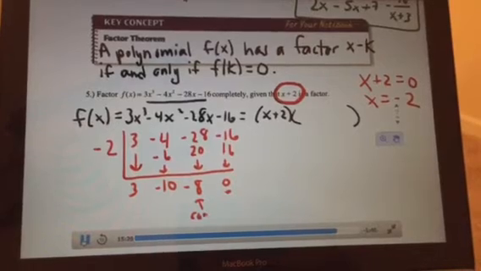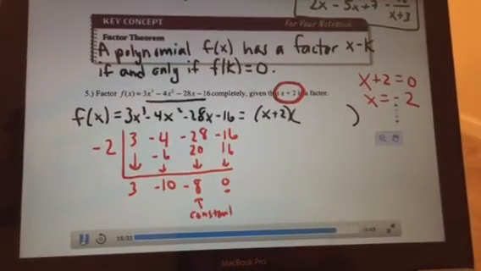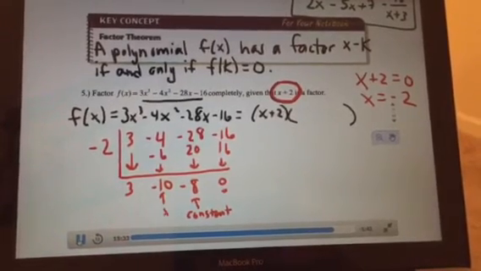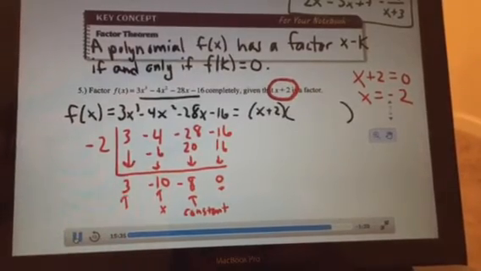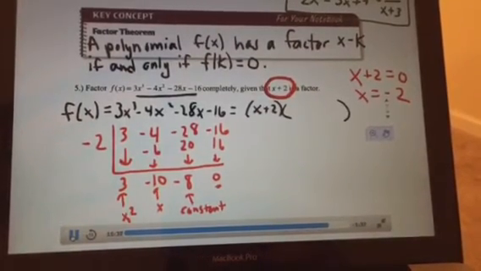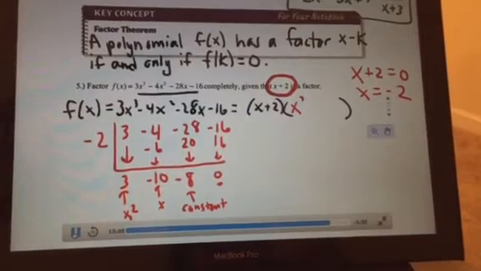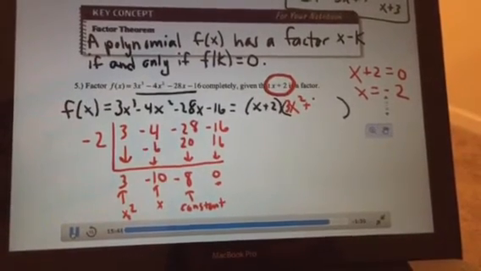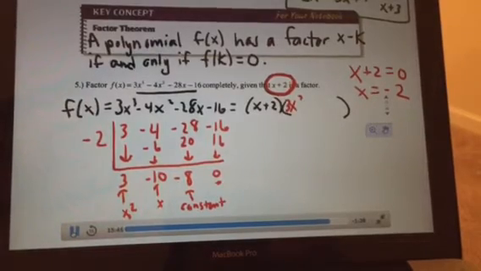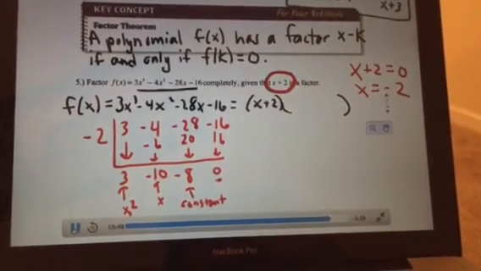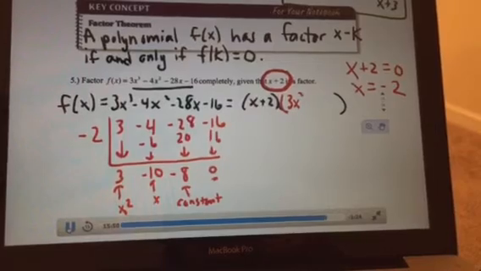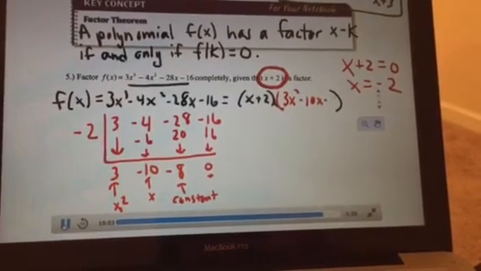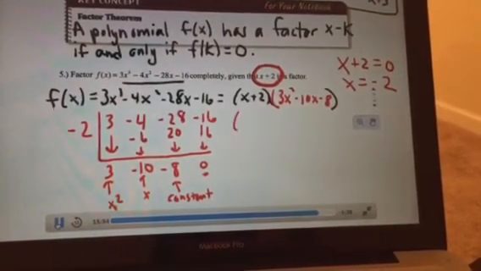So this is my constant. This is my linear term. This is my quadratic term. So my other factor is 3x squared plus a negative 10x minus 8. And now I have to factor that.